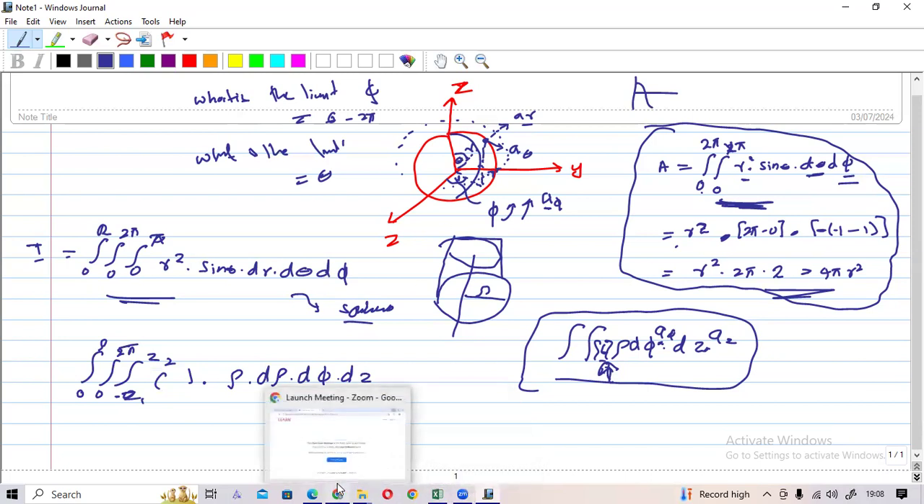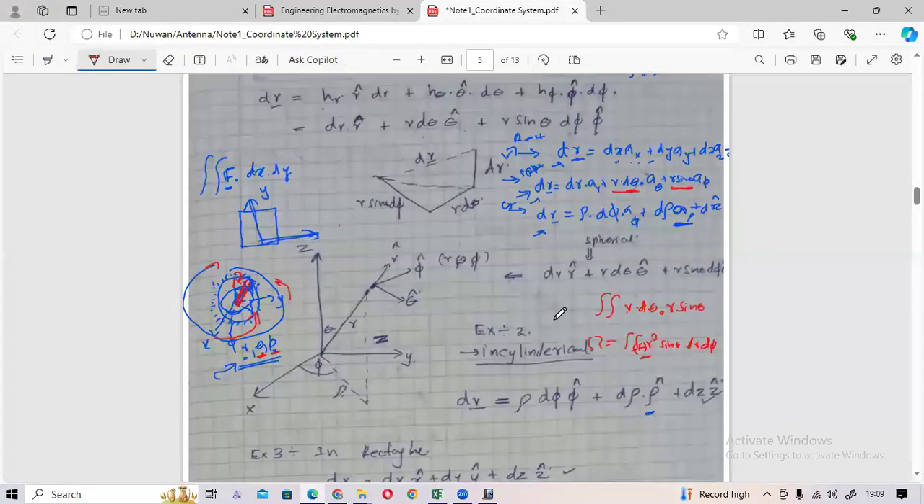So this is the volume integral for a cylinder. I think we have already talked about this, so just move quickly. Yes, that is correct. We will move quickly.